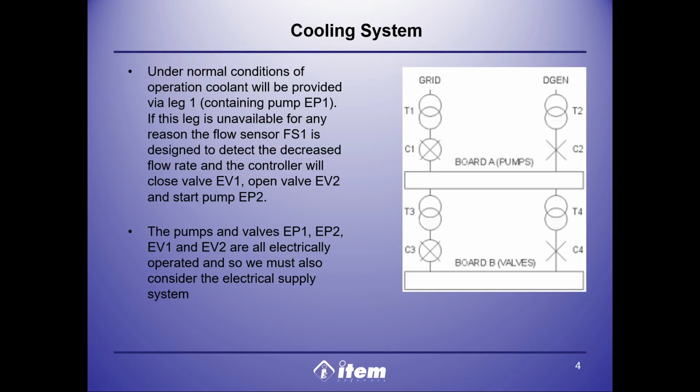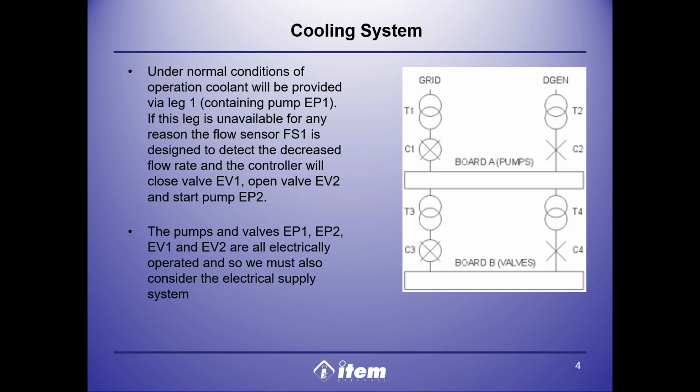Let's dive into the operational logic and critical hardware dependencies that you will need to account for in your fault tree. Under normal conditions, the coolant is actively supplied exclusively via leg 1 using pump EP1. If leg 1 becomes unavailable for any reason, the flow sensor FS1 is designed to detect the resulting drop in the flow rate. Upon receiving this signal, the controller will automatically initiate a mitigation sequence. It will close valve EV1, open valve EV2, and start pump EP2 to bring the backup leg online.